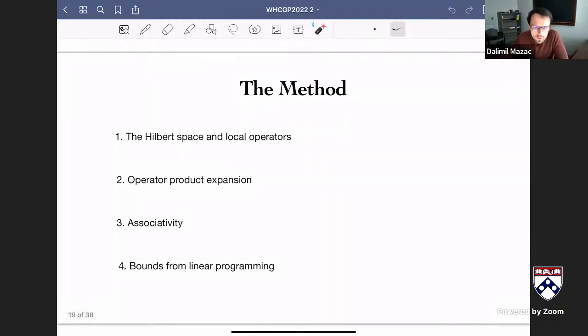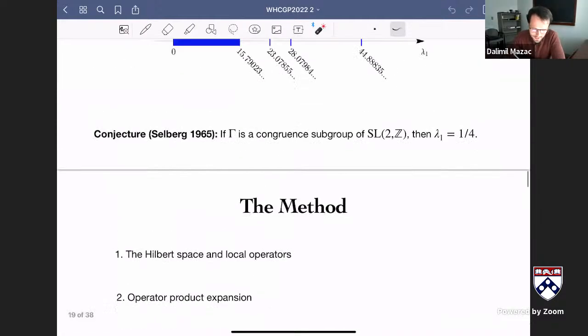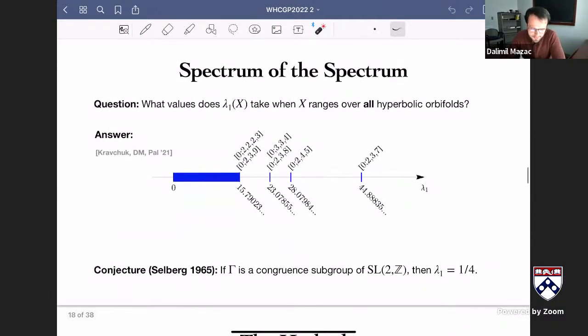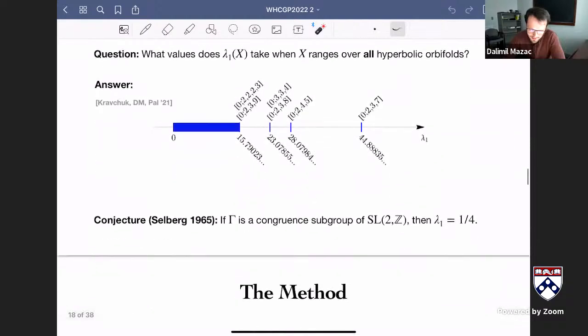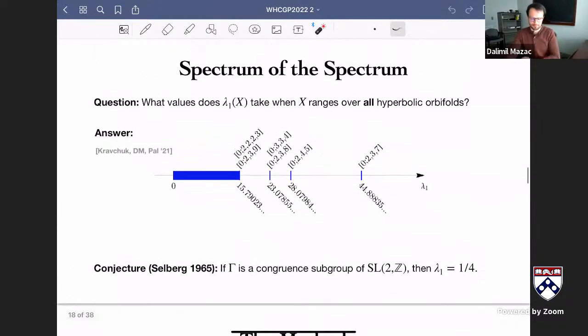There seems to be a question in the chat. Is this a spectrum of some interesting operator? Yeah, that's an interesting question. I'm not sure what the space is that this operator would act on. I mean, it's of course not how we obtain it. Not that I know of.